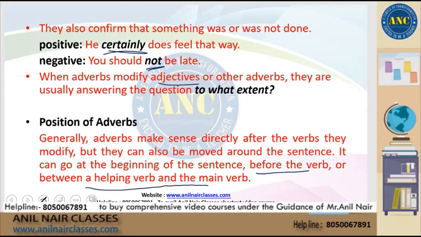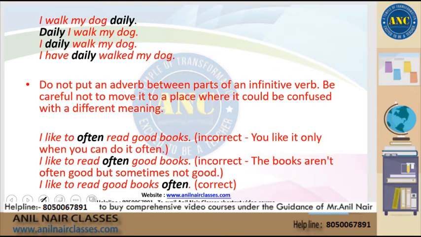Let's look at examples. You can say, I walk my dog daily. So daily is describing the action of the verb, so it's your adverb. Daily I walk my dog. I daily walk my dog. I have daily walked my dog. So, do you see? All of them are placed differently and it all makes sense. They are all adverbs.